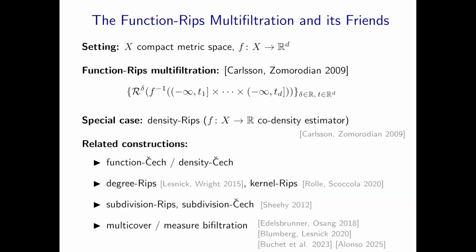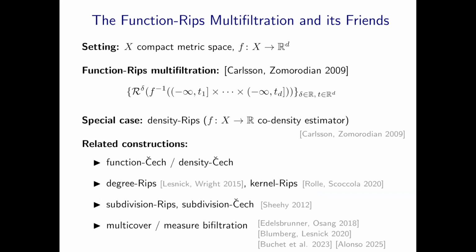And okay, so there is a special case of this filtration that has been heavily studied, which is called the density Rips. It was actually introduced as early as the first paper on multiparameter persistence by Carlsson and Zomorodian. And so where the function is actually a co-density estimator computed from some point cloud data, okay?